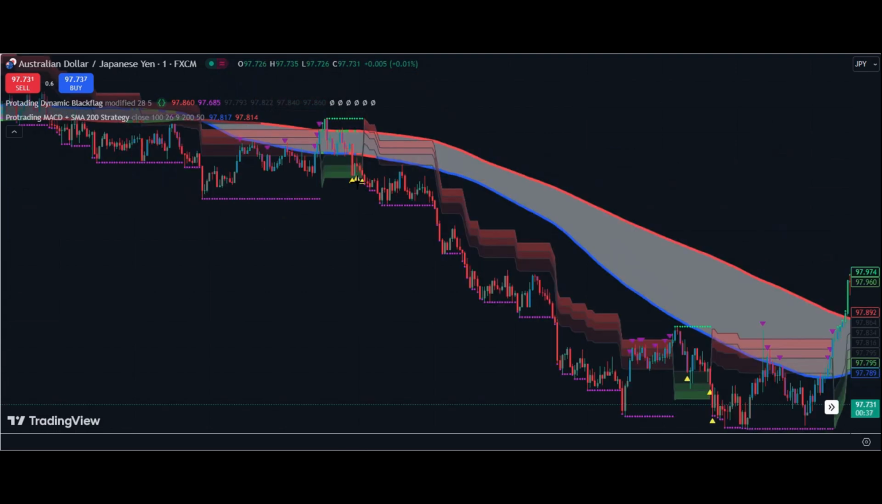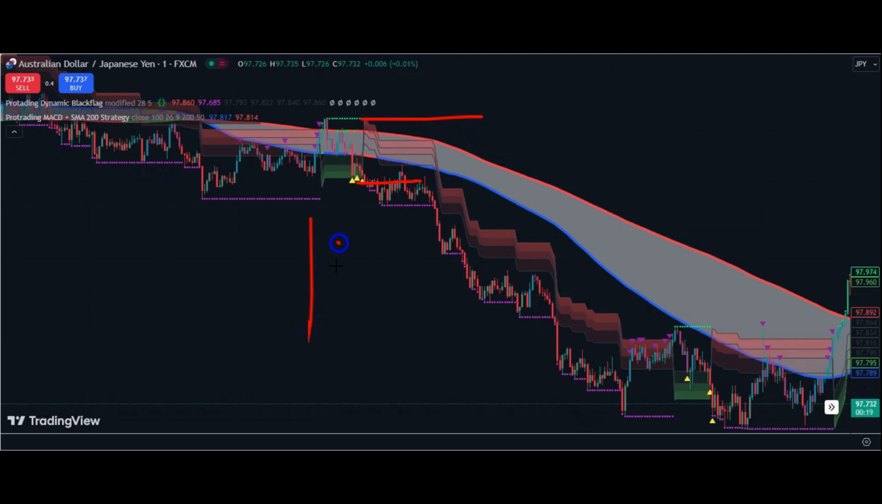So once you get this confirmation that price is going to go down, what you do, you enter your sell trade at this point, and here is the point where you are going to place your stop loss. So you take the distance here, and your target is 1 to 3.